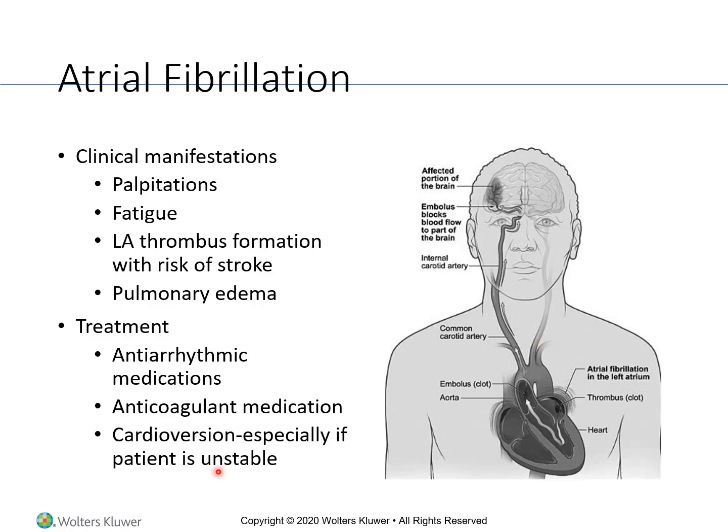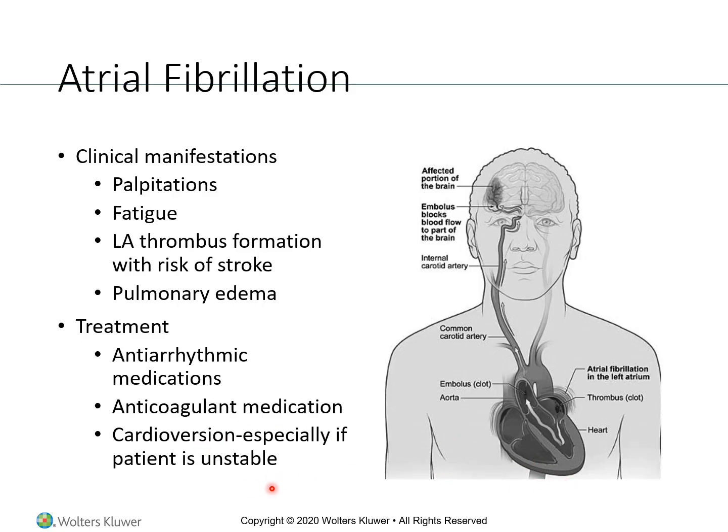So the treatment for atrial fibrillation is antiarrhythmic medications to try to both restore normal sinus rhythm as well as to slow the ventricular heart rate to prevent things like that left ventricular failure. We also use anticoagulant medications in these patients to prevent the formation of a thrombus in the left atrium. And we can also use something called cardioversion, where we provide a strong electrical current through the heart externally to try to restore the regular rhythm of the heart.